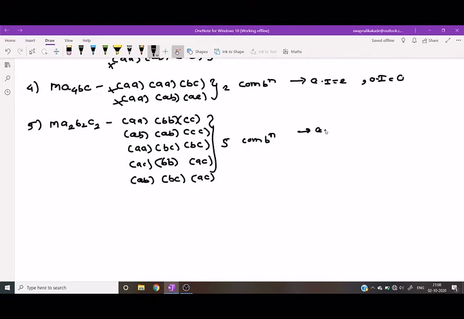Therefore geometrical isomer is 5 and optical isomer is here. In this pair same ligand, therefore it is optically inactive. Here these two pairs have same ligand, therefore it is optically inactive. In this pair same ligand, therefore optically inactive. Here same ligand, therefore optically inactive. And here these 3 combinations have different ligands, therefore it is optically active. And an optically active isomer has 2 isomers, D and L, therefore optical isomer is 2.